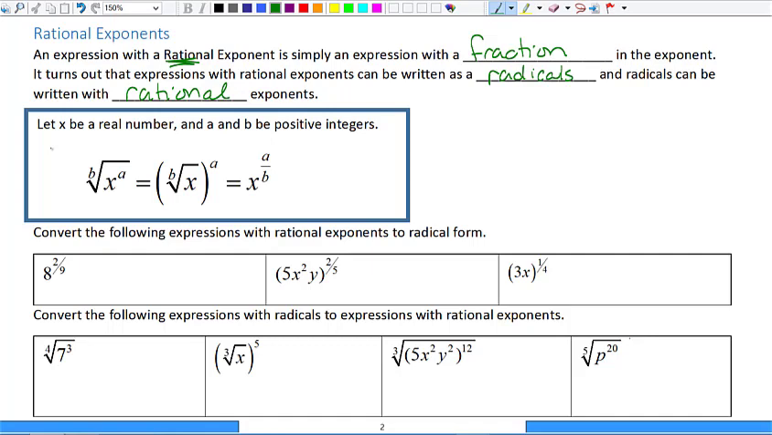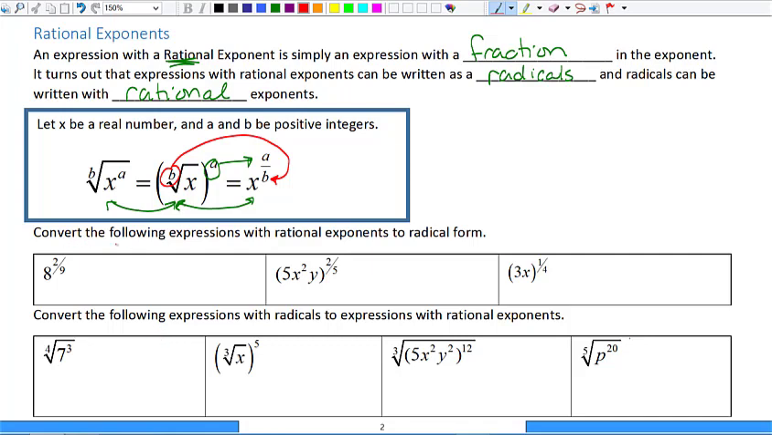So we have, let x be a real number, so x is the radicand, and a and b be positive integers. The bth root of x to the a can be rewritten as the bth root of x raised to the a. These are both the same. And then a third time over, we can rewrite this with a rational exponent, x to the a over b. Notice that the a exponent stayed the a exponent, but the b index moved to be the denominator. Okay, so we want to be able to do this forwards and backwards.